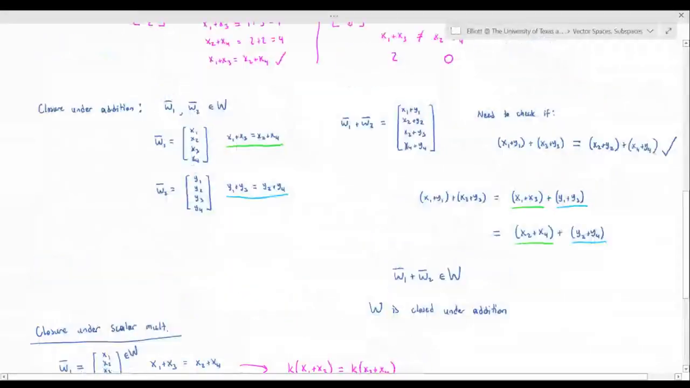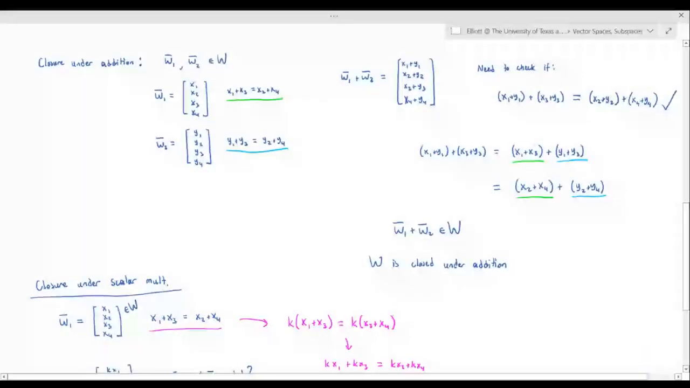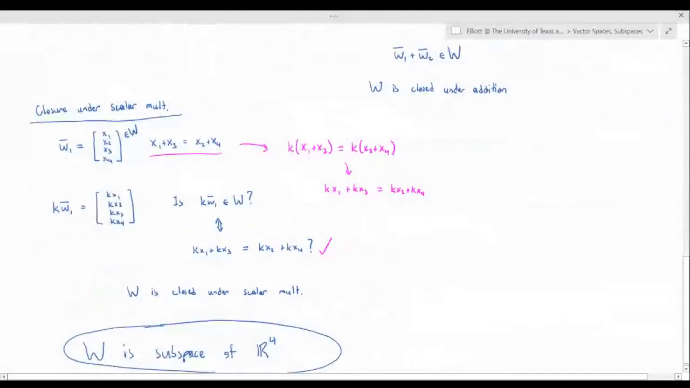To check closure under addition, you assume you have two vectors that satisfy that condition. You want to check if their sum also satisfies that condition. That's a very general description of what you would do in any problem. For scalar multiplication, suppose you have a vector that satisfies that condition. If you multiply it by a scalar, does the result still satisfy that condition?